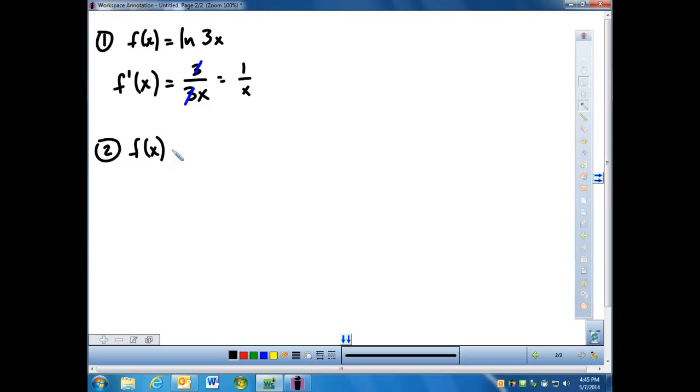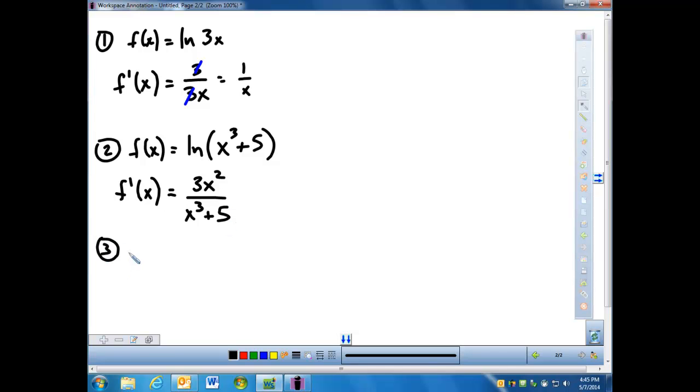The natural log of x to the 3rd plus 5. So, hopefully you've tried it. If you've done the work, the derivative of that is 3x squared over x to the 3rd plus 5. We're just taking the derivative of the inside part there and dividing it by the whole thing.